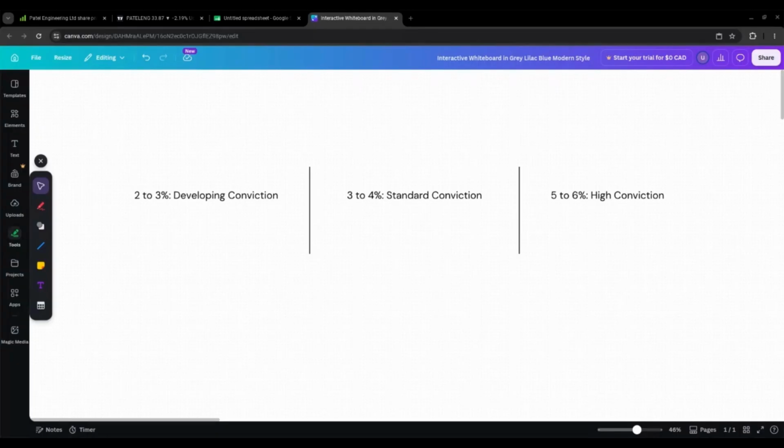That staged building, entering at minimum justified size and adding as evidence accumulates, is actually the most disciplined application of this framework. It prevents me from overcommitting before the thesis is established and rewards the position where the analytical work is confirmed by real world evidence over time. The base range of 2 to 6% is the container. The two variables I'm about to show you determine where within that container any specific position lands.